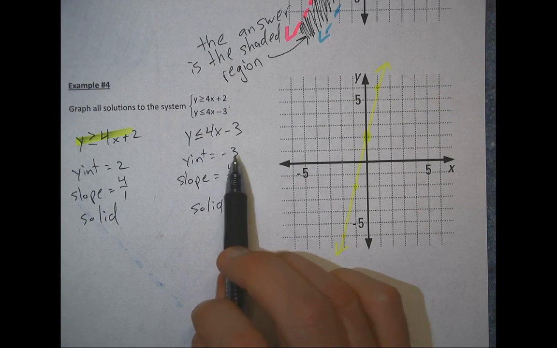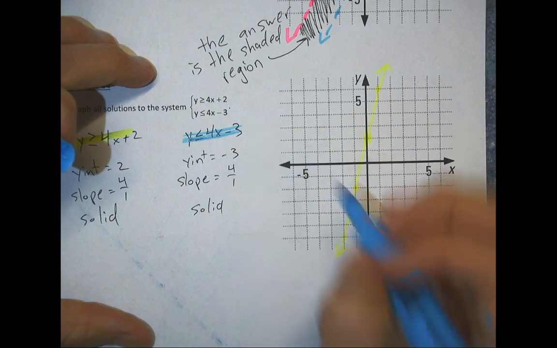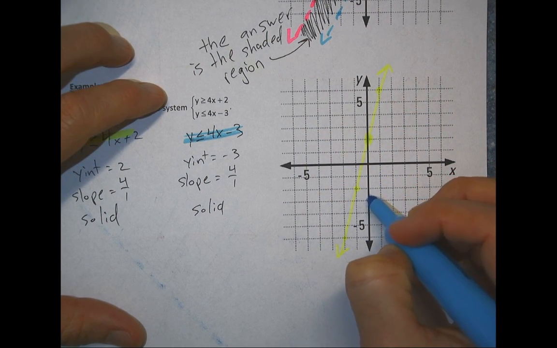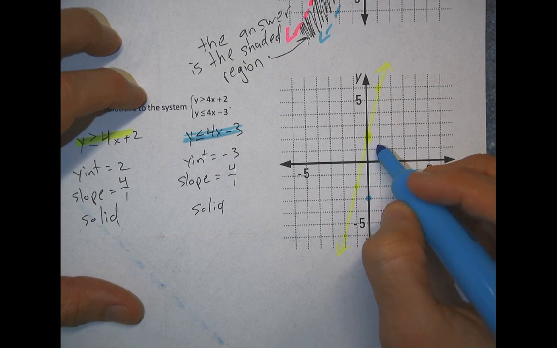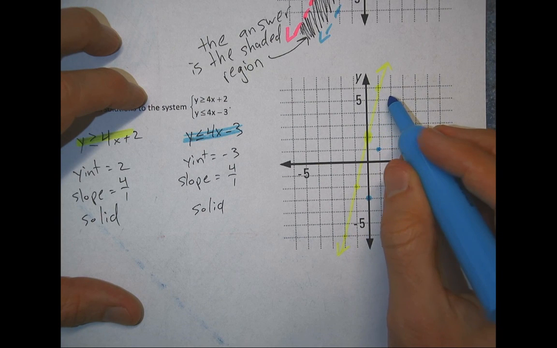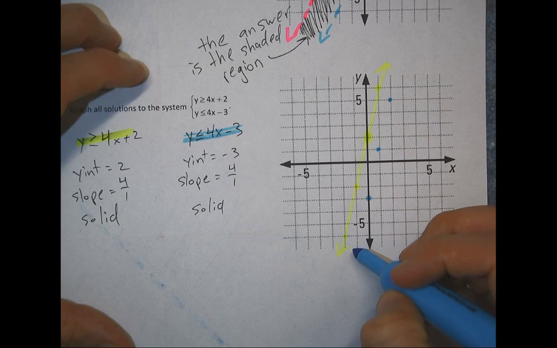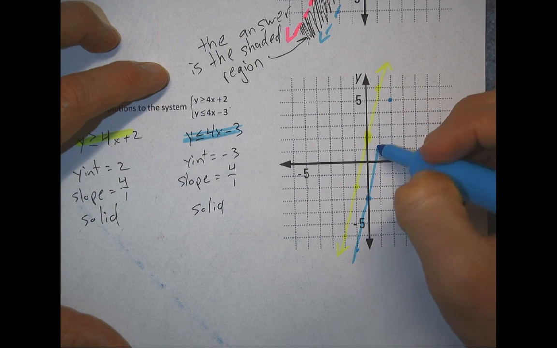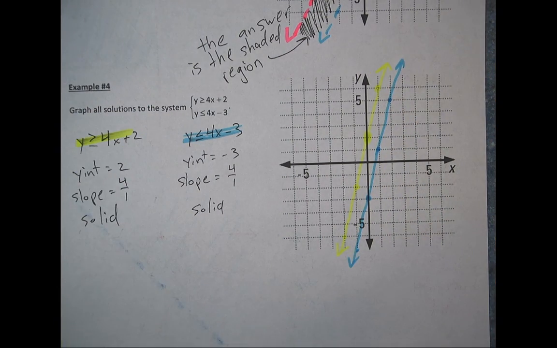And so we're starting at our intercept, I'm going to make this one blue. We're going to start at our intercept of negative 3. And then I'm going to use my slope of up 4 over 1. Down 4, left 1. This is also solid. And while my lines are not perfect, we can see those are parallel, and the lines themselves are never going to cross.